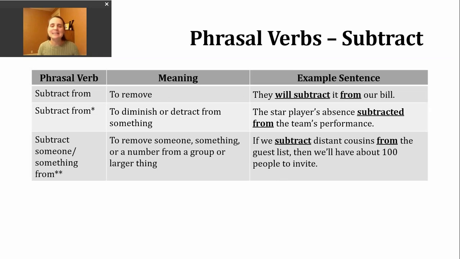So in this example sentence, perhaps we have people who are planning a wedding, and they don't want too big or too large of a wedding. So what they're suggesting, as they wrote down names of who to invite, is maybe we remove this particular group of people, distant cousins, our second cousins, third cousins, etc. Then we'll only have 100 people remaining to invite.